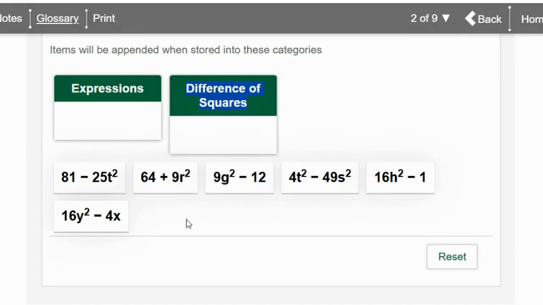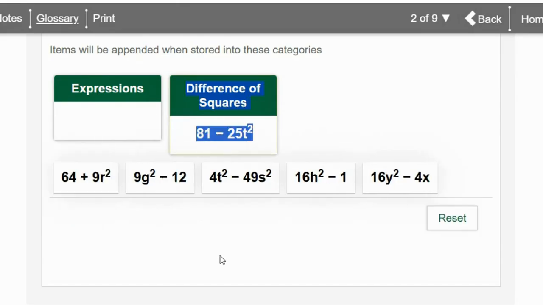Yes. All right, everyone thinks it is. Good, good. Some people get confused and say, well, isn't the t squared supposed to be the first term? No, it doesn't. We're subtracting the t squared. The only thing we have to look at is, are they both perfect squares? Yeah, this is 9 times 9, and this is 5t times 5t. They are both perfect squares. Good job. That was a difference of squares.